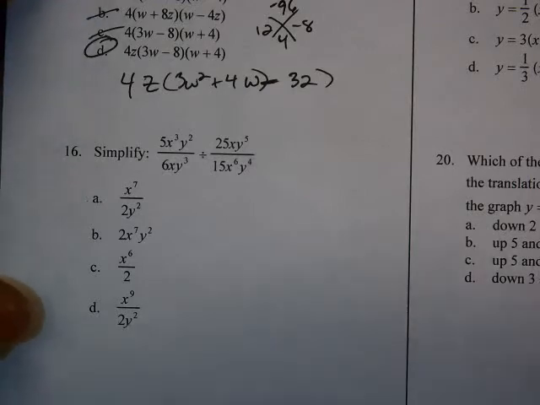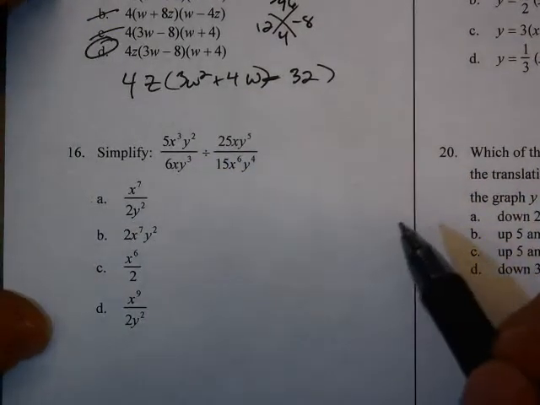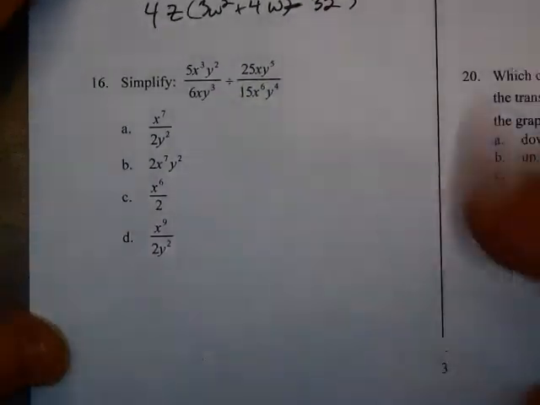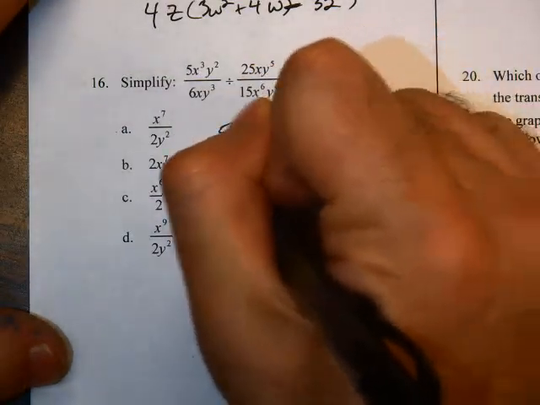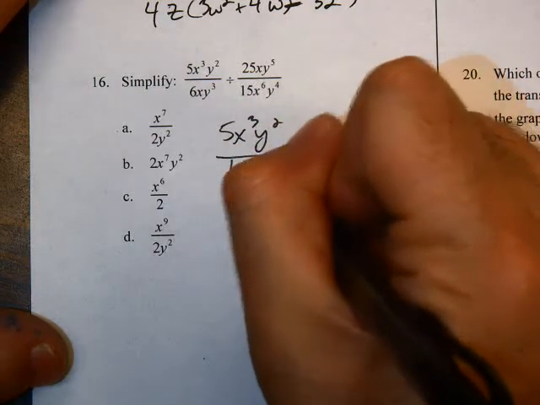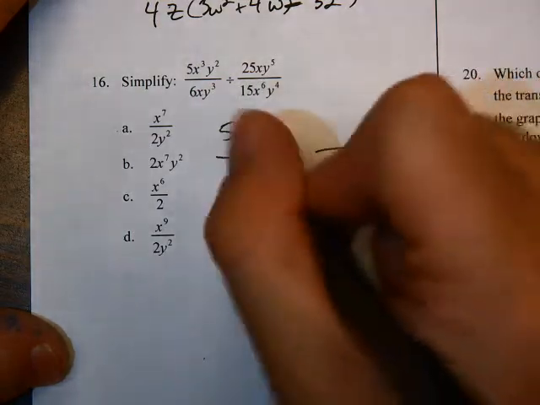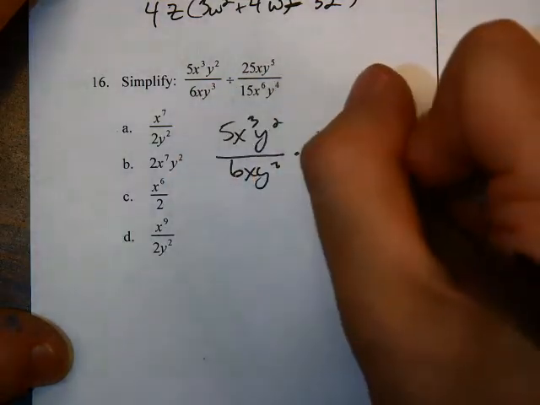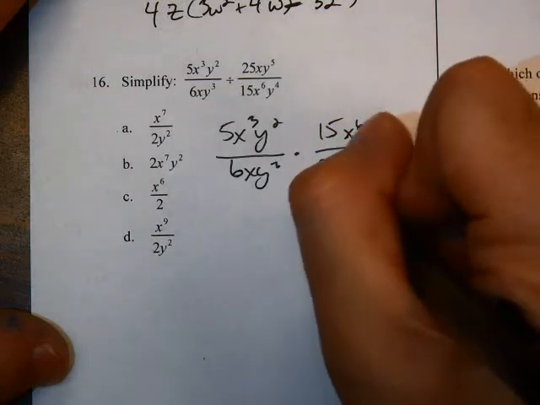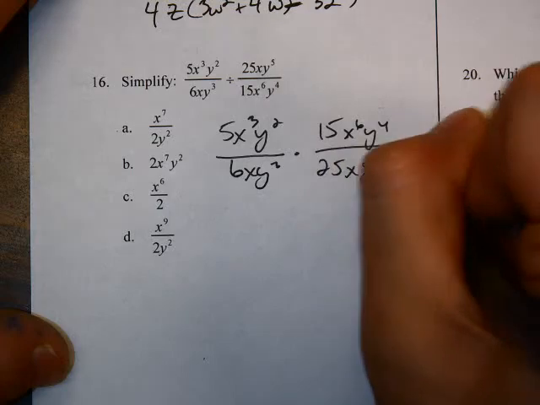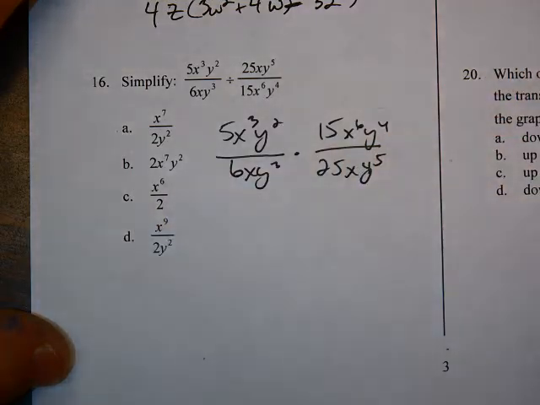16, we're asked to simplify this division problem. And before I do anything, I'm going to keep that first fraction, go back to old school math, and change it to multiplication, stay flip, flip. So this becomes 15, x to the 6th, y to the 4th, over 25x, y to the 5th. So I've got a lot of simplifying to do here.